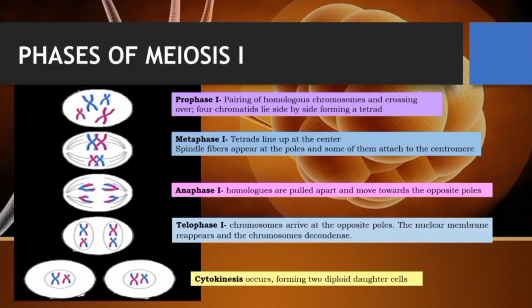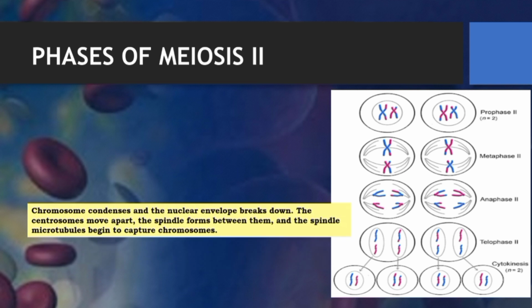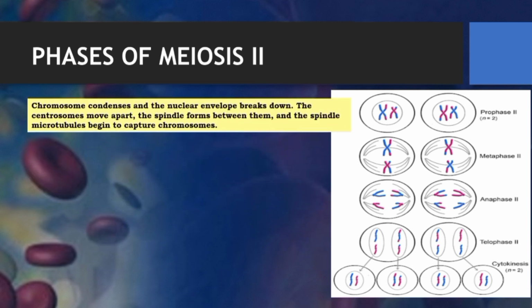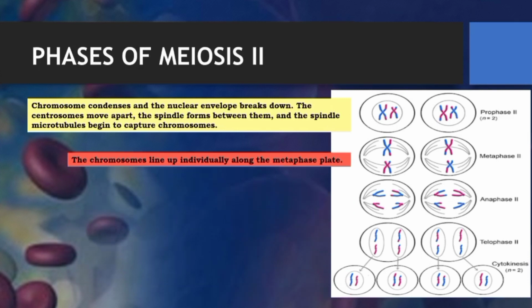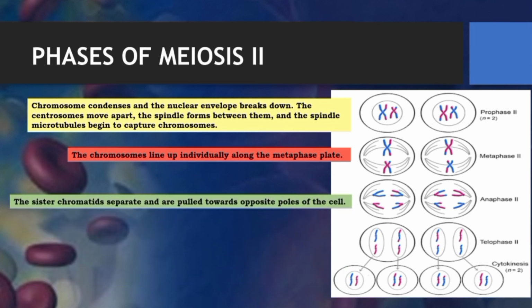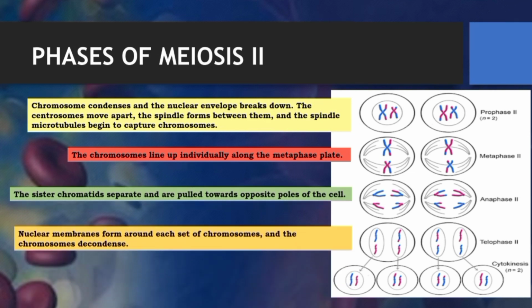Pag meiosis, dalawang division, therefore, yung dalawang daughter cells na yan ay mag-divide pa ulit. So, what would happen? In prophase 2, chromosomes condense, the nuclear envelope breaks down, tapos yung mga centrosomes mag-move apart, yung spindle or yung mga parang mga lines dyan mag-form din. Then, pag metaphase na, the chromosomes again would line up individually along the metaphase plate. Then, the sister chromatids separate and are pulled towards the poles of the cell.